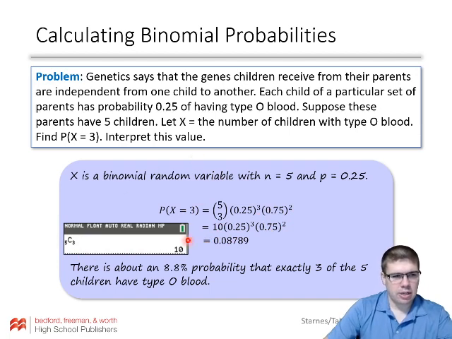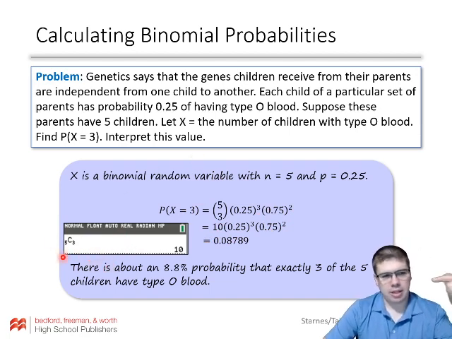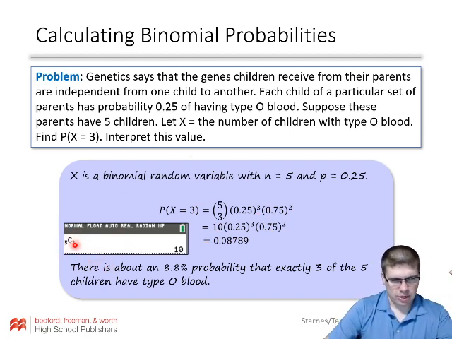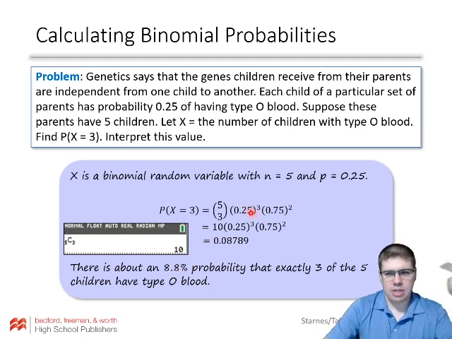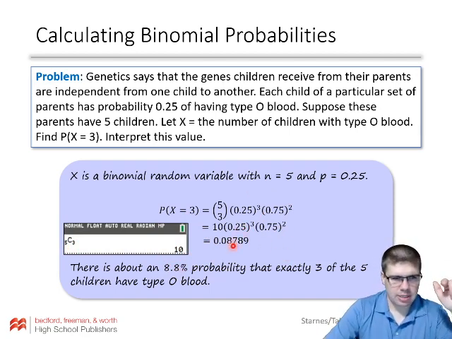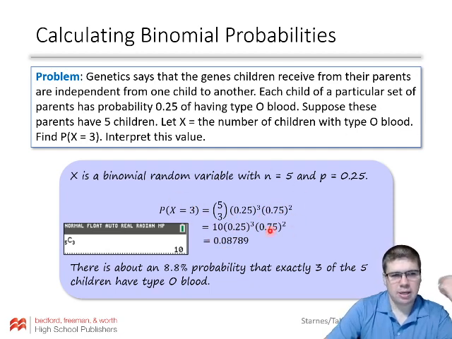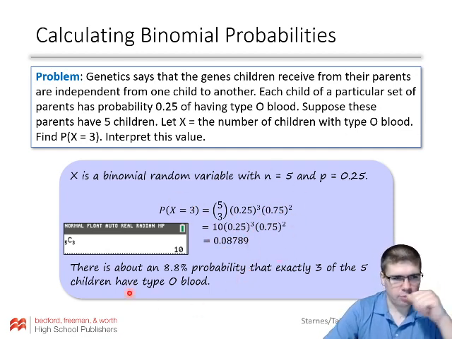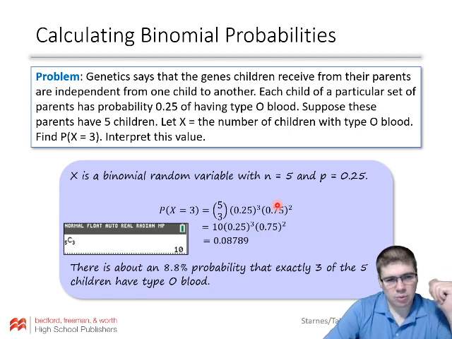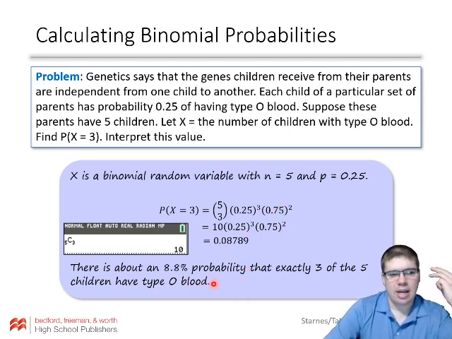Here's how this can actually be done in your calculator. If you do the math probability and then you do 5 choose 3, it shows you the 10 possibilities and does it as a factorial. Ultimately, though, there's another way of doing this. You don't need to be able to type it in like this even. If you can recognize that formula, though, that would be a really good spot to be, especially since you are given that formula on the formula sheet. So once you calculate all this out, there's about an 8% chance that you'll get exactly 3 out of 5 that have type O blood.